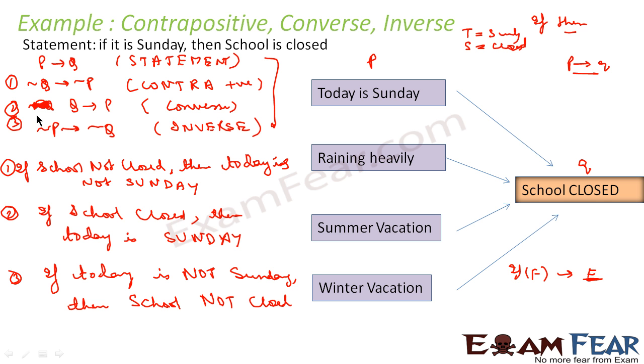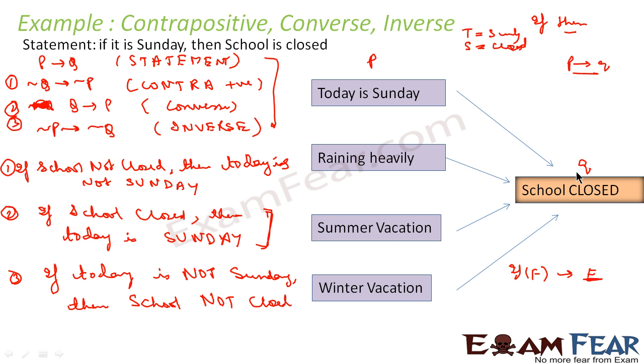So we have found that the statement and contrapositive are the same. Actually they are the same. Similarly, the converse and inverse are both the same. But the statement and converse are not the same. Correct? So suppose the converse says that if school is closed, then today is Sunday. But we have seen that if school is closed, there can be many reasons. Maybe it is raining heavily, it is summer vacation, or winter vacation. So this statement may not be true.